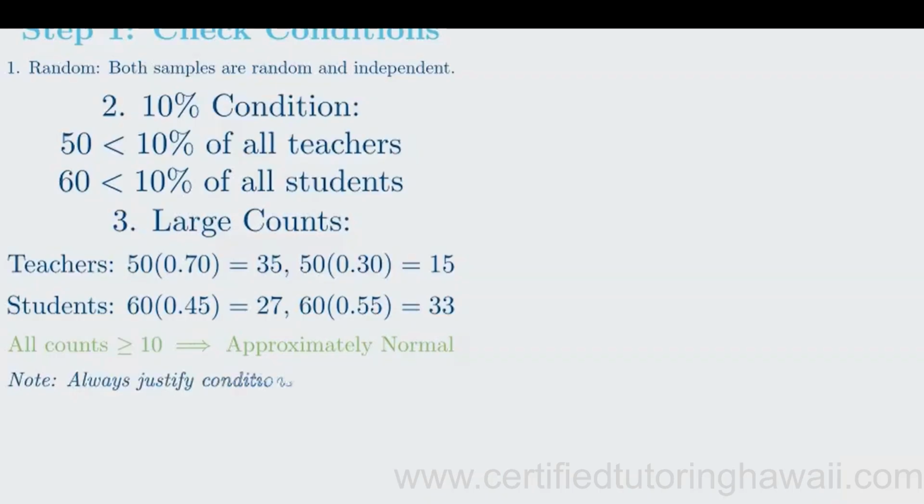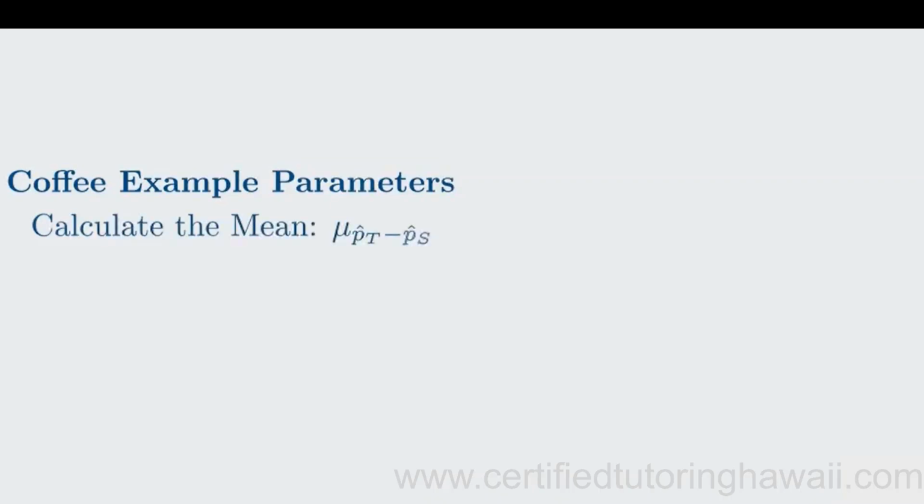Checking these conditions is a mandatory step in any AP statistics free response question. Now that we have verified our conditions, let's calculate the specific parameters for the coffee example. First, we find the mean of the sampling distribution. The mean is simply 0.70 minus 0.45, which equals 0.25.